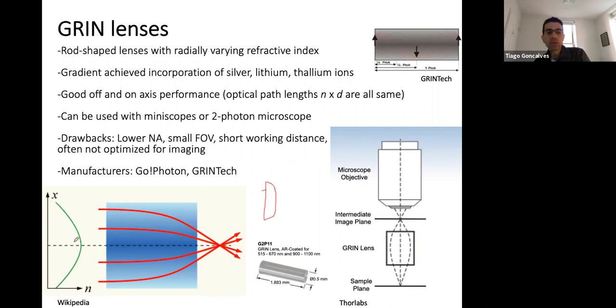And you see here, this is a plot of the refractive index, and it is approximately parabolic. It's not quite parabolic, but it's approximately parabolic, and it's actually quite a lot of technology that goes into this. So they dope the glass with incorporation of silver, lithium, or thallium ions, depending on the process. And they make these lenses, which are basically, this is one example, a tiny rod of glass. And they can be 1 millimeter. In this case, this is 0.5 millimeters.